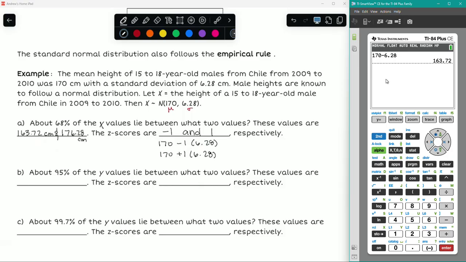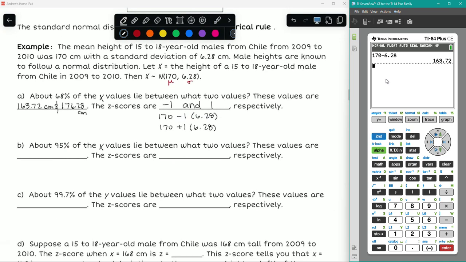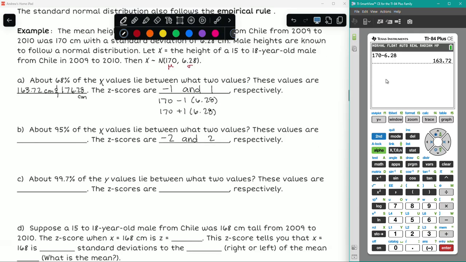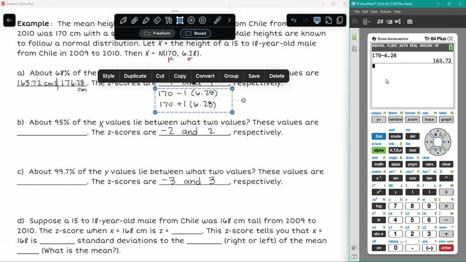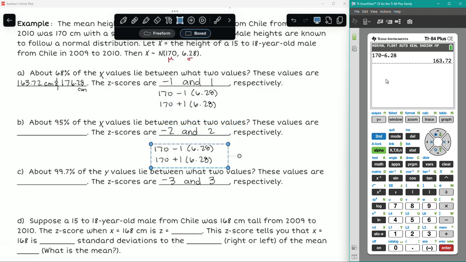The next two questions are similar, except you'll notice that the percentage of interest has changed. For question B, they're asking about what percentage of those heights lie within 95%. And we remember from the empirical rule that 95% is within 2 standard deviations. And for part C, we know that 99.7% of the data is within 3 standard deviations. So calculating these values, we're doing exactly what we did here, except now we're doing it with 2 or with 3.